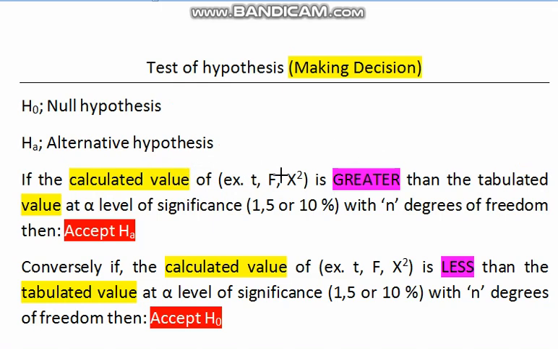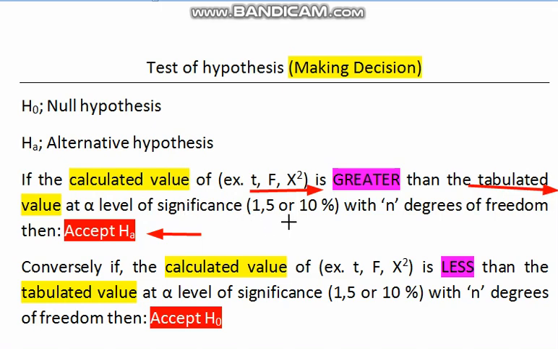So when do we accept the alternative hypothesis? If the calculated value of any test, suppose it may be t, or F, or chi-square, it's just an example, guys, is greater than the tabulated value, remember, guys, greater than the tabulated value, at the alpha level of significance.